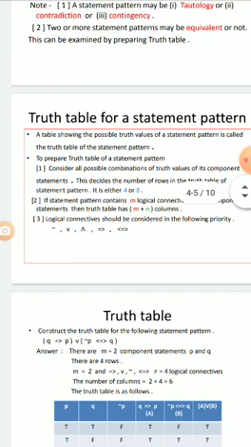Now to decide the number of columns in the truth table, we have to consider the number of logical connectives and the number of component statements. By adding the number of logical connectives to the number of component statements, we can decide the number of columns in the truth table. For example, if the statement pattern contains m logical connectives and n component statements, also called prime statements, then the truth table will have m plus n columns.